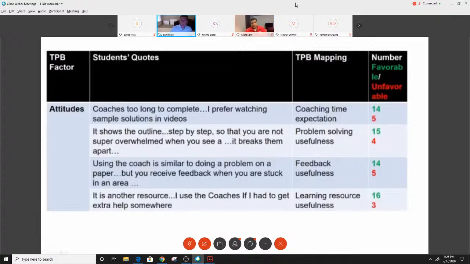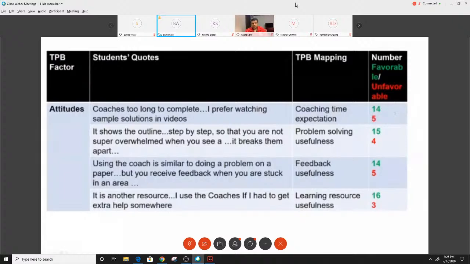And basically, time expectation. Yes, please feel free to read the text. This is just the student quote, but I coded or mapped it this way. Time is one thing, attitude, and usefulness, feedback, and learning resource. Basically, green and red mean they have positive or negative attitudes, novice-like or expert-like.